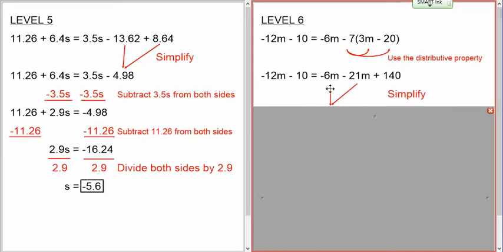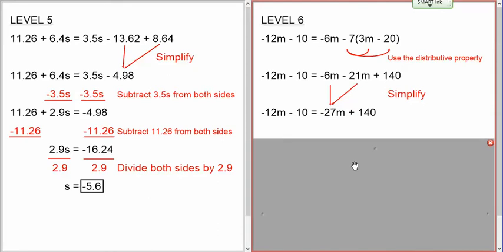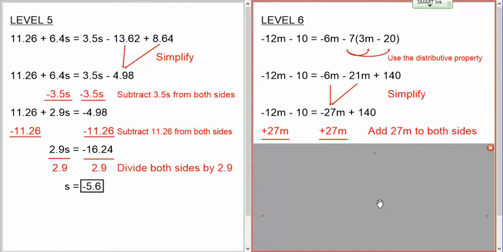I see a negative 6m and a negative 21m. I can simplify, I can combine those together. Negative 6m and a negative 21m is negative 27m. All right, so now we've got variables on both sides. We've got constants on both sides. I'm going to get all the m's on one side by adding 27m to both sides.